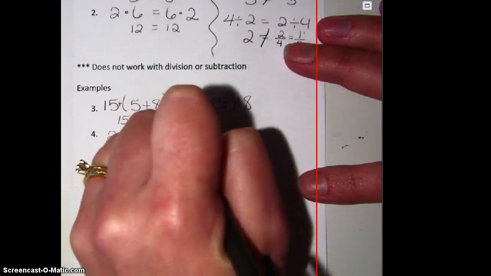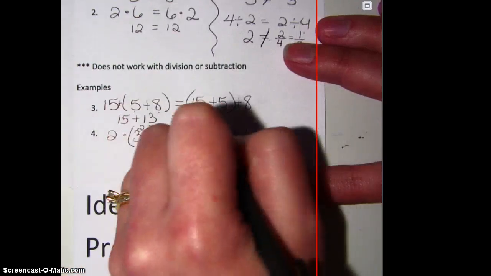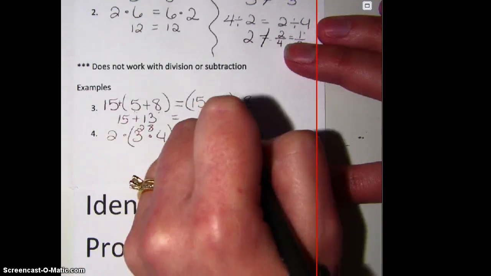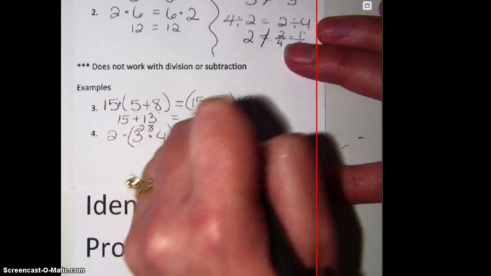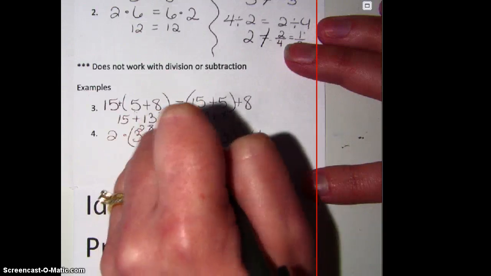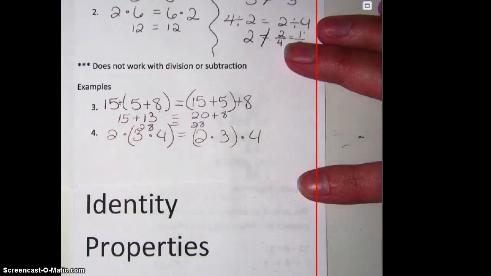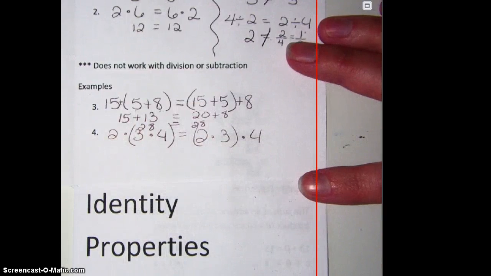Okay, I guess I needed to give myself a little bit more room there. Let's try the other side. 15 plus 5 is 20 plus 8 gives me 28. 28 equals 28. It worked out.